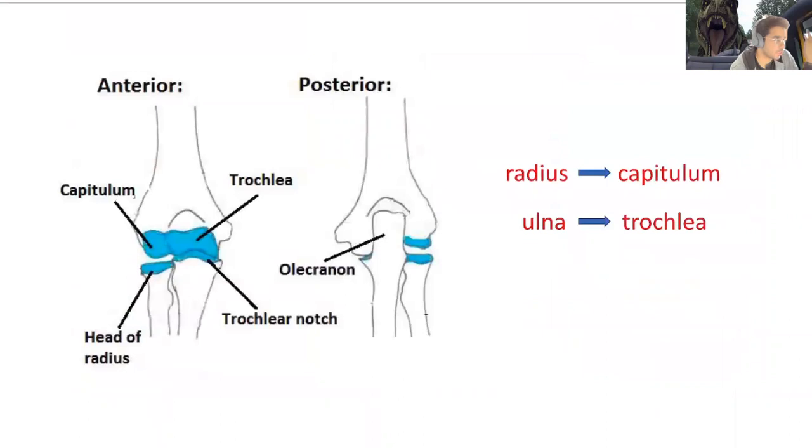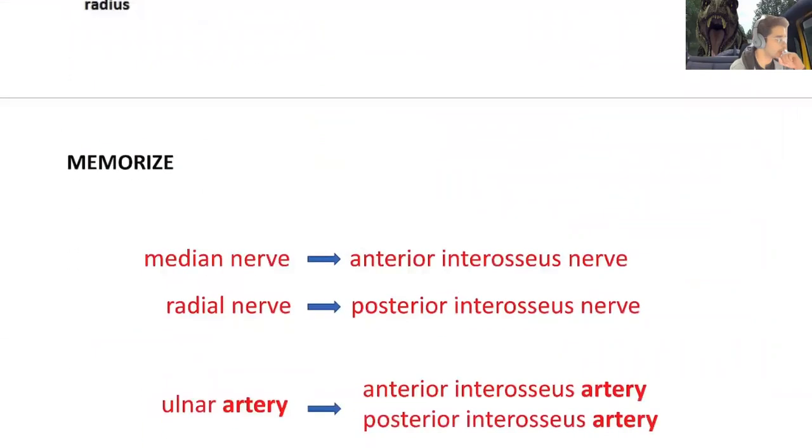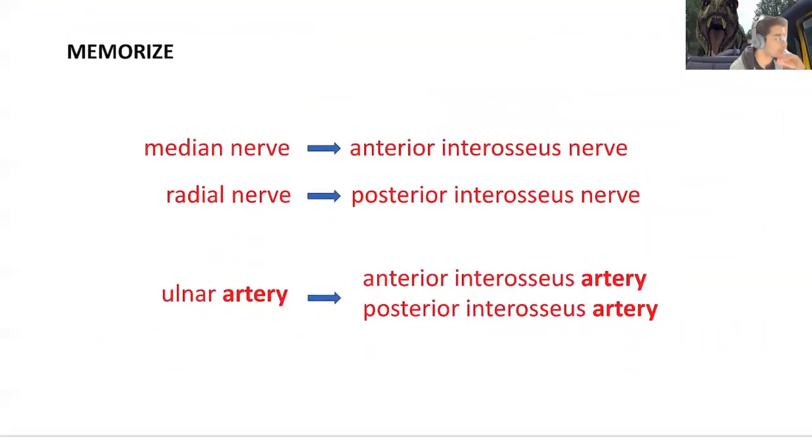Exactly. Just a quick thing in terms of putting this, what you need to remember is that the radius and the capitulum are the articulating point versus the ulna and the trochlea, right? So very simple, keep that in mind, the articulating points, and right behind it is the olecranon process, okay? It's just a little bit of tidbit information. Now, what you do need to memorize is your median nerve and the radial nerve, as well as the ulnar artery, okay?